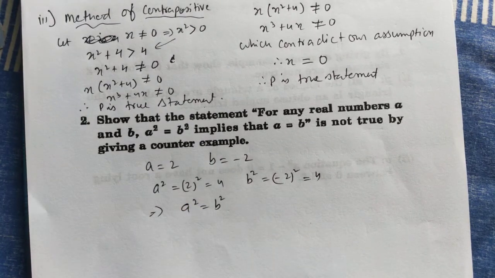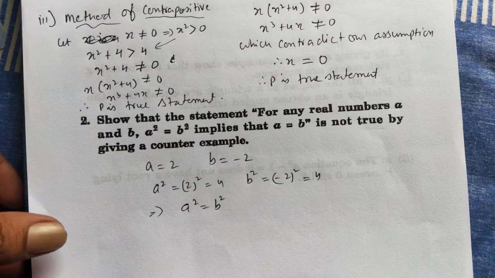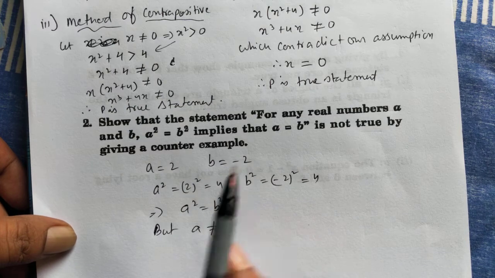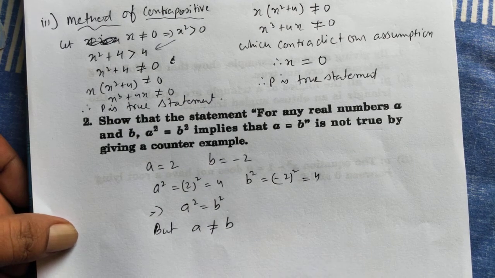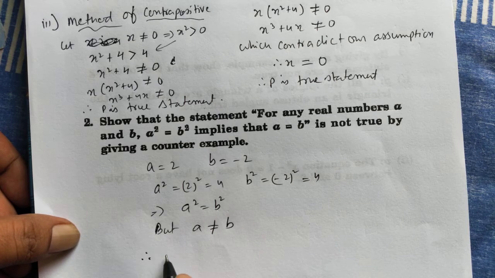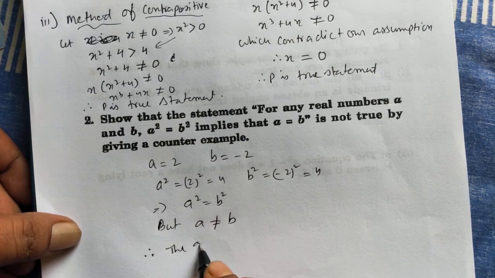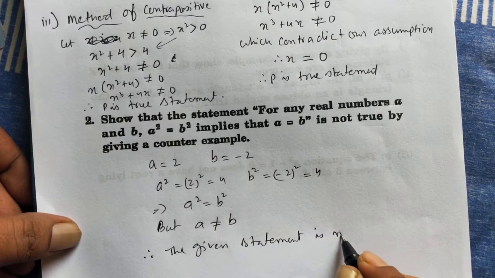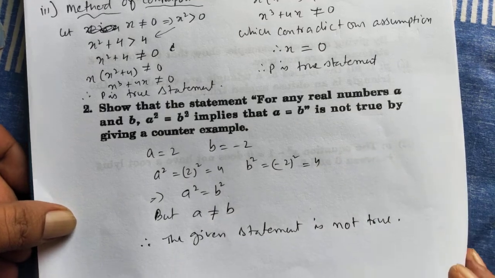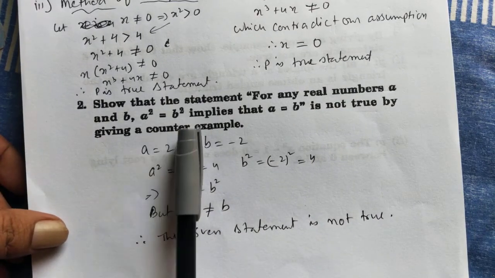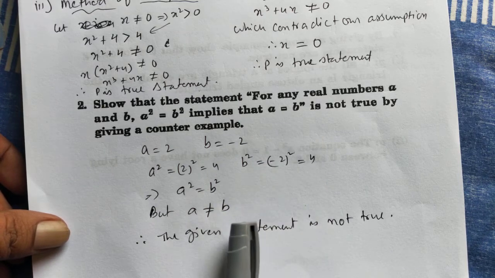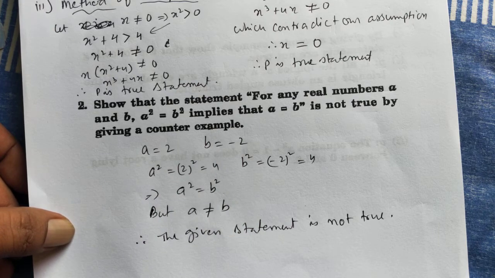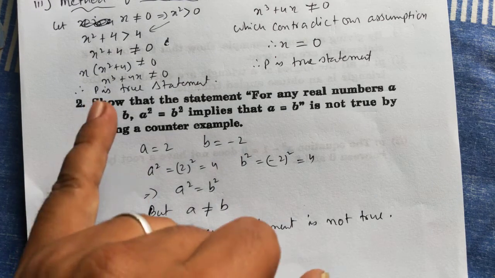A square and B square are the same. But what about A and B? A and B are not equal, because A is 2 and B is minus 2. So therefore we can say that the given statement is not true. Here A square and B square are the same, and they're saying that A and B must be the same, but we're getting that even if A and B are not the same, A square and B square can be the same. So therefore the statement given here is not true.